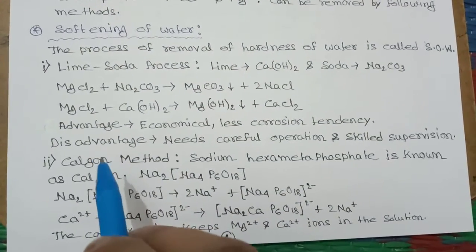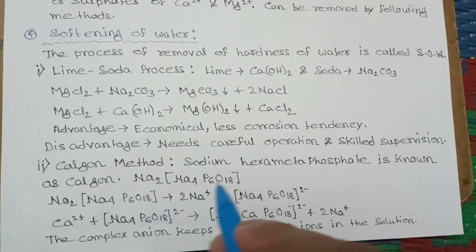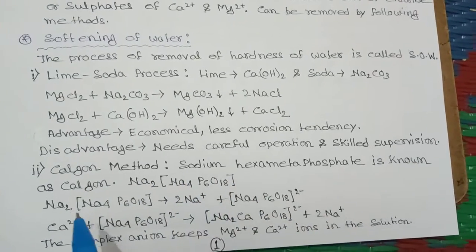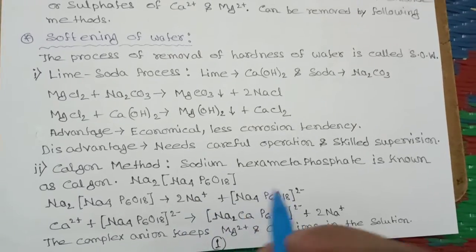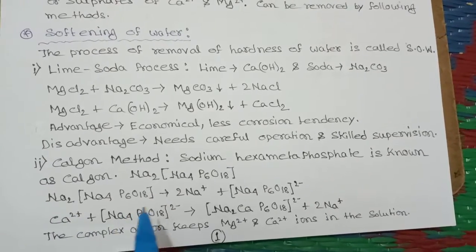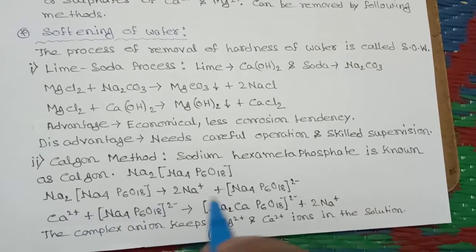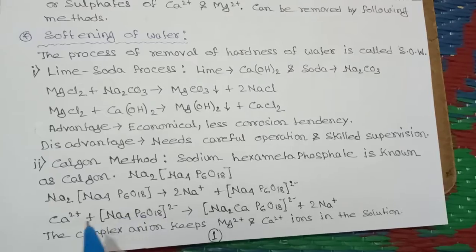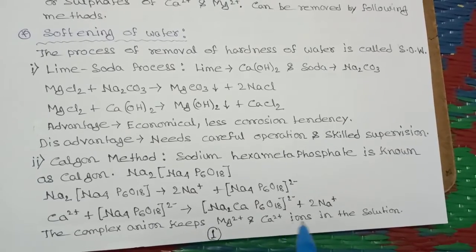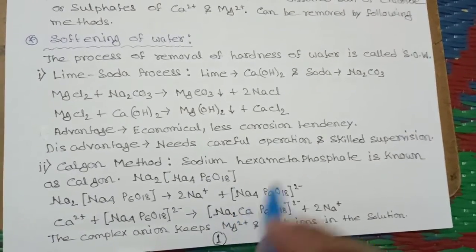The next process to remove permanent hardness is the Calgon method. Sodium hexametaphosphate is known as Calgon. This is the molecular formula of Calgon. This is the cationic part and this is your anionic part. So this can ionize into cations and anions. Now the hardness causing cation can be trapped inside the anion. In this way, sodium having 1+, 2 sodium ions will come out and the calcium 2+ will go inside. In this way, the complex anion keeps magnesium 2+ or calcium 2+ ion in the solution. So the hardness causing cation is kept inside the solution, and in this way we can remove permanent hardness also.